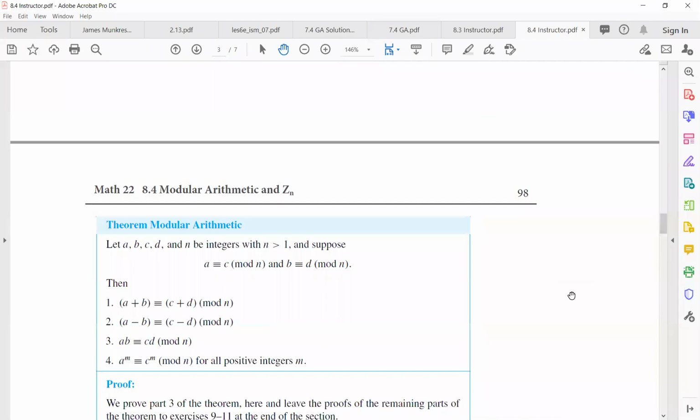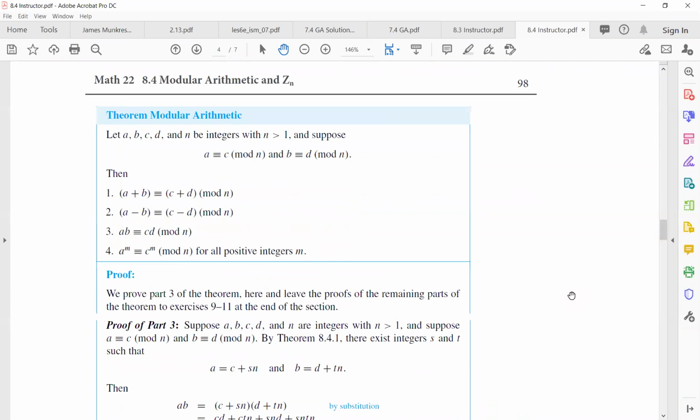Let's see what's next. Okay, theorem, modular arithmetic. Suppose a, b, c, d, and n are integers, n is greater than 1. Suppose a is congruent to c mod n, meaning n divides a minus c. Also, b is congruent to d mod n, meaning n divides b minus d. Then you have the following. The sum of a and b is congruent to the sum of c and d mod n. It means that n divides a plus b minus c plus d.